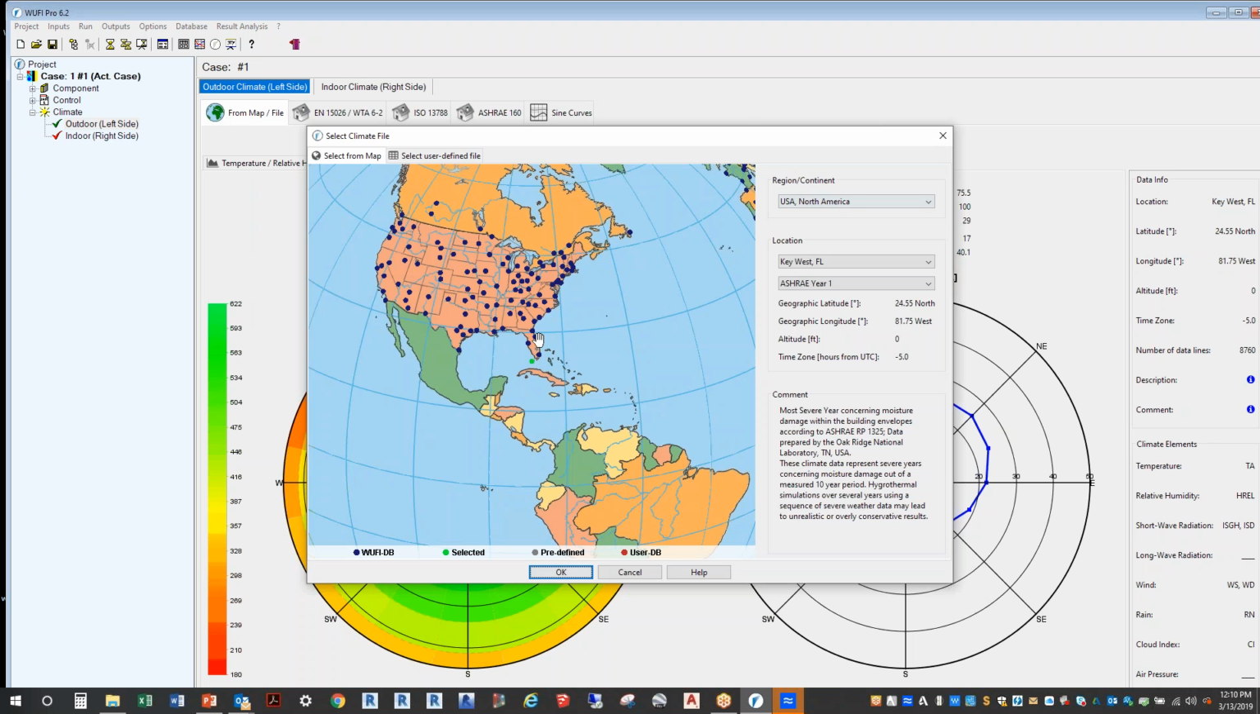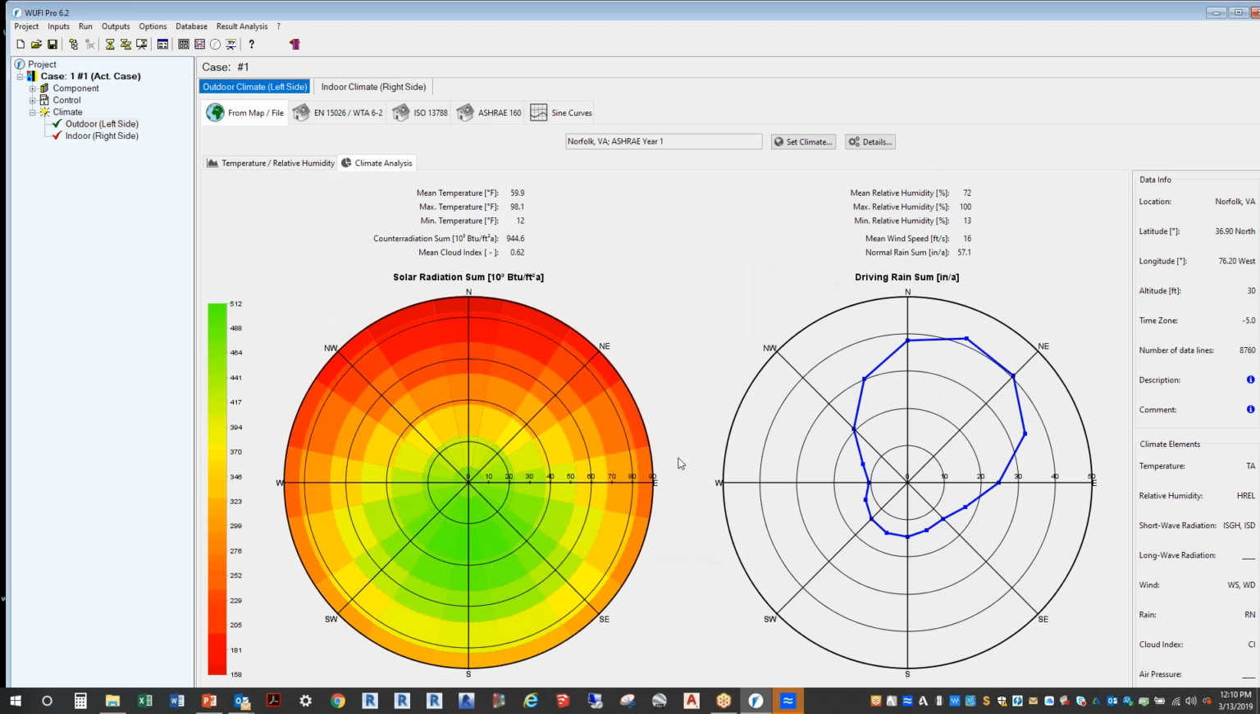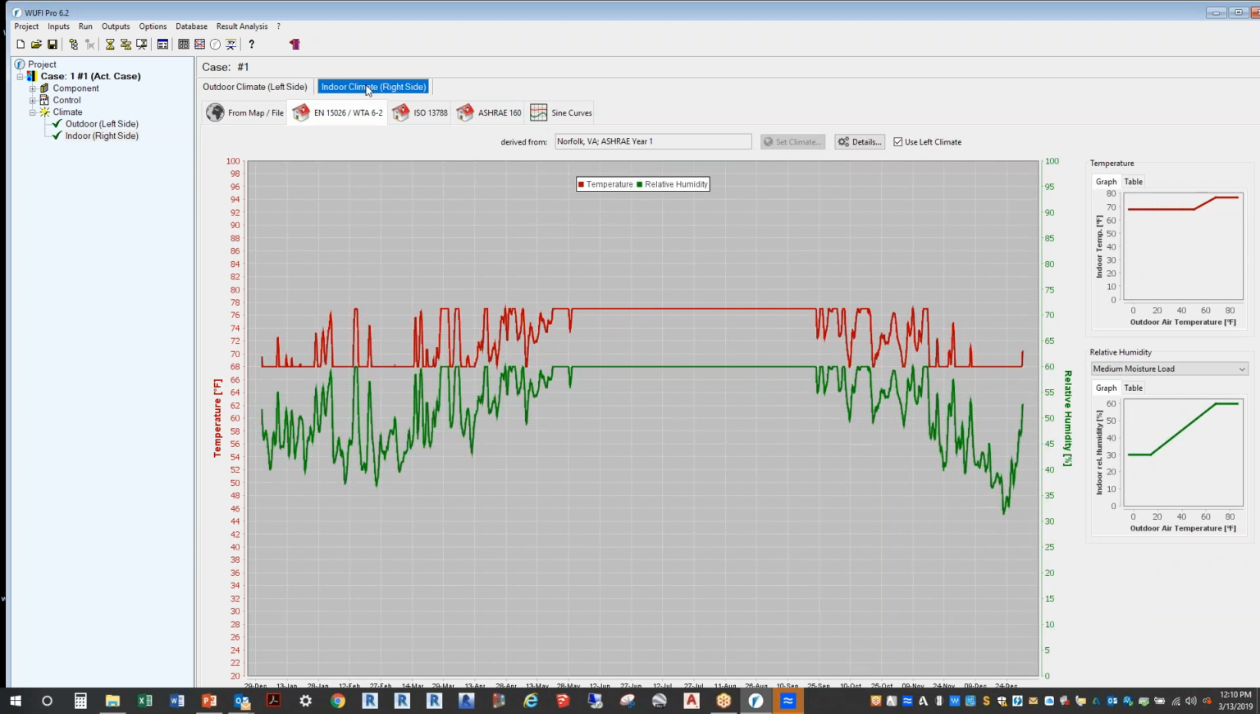I'm going to go back to Norfolk. I don't think you use that for anything other than it feeds probably into the program. This value. Yeah, start for Richard. So we're back to Norfolk. And then we're going to look at the indoor side.